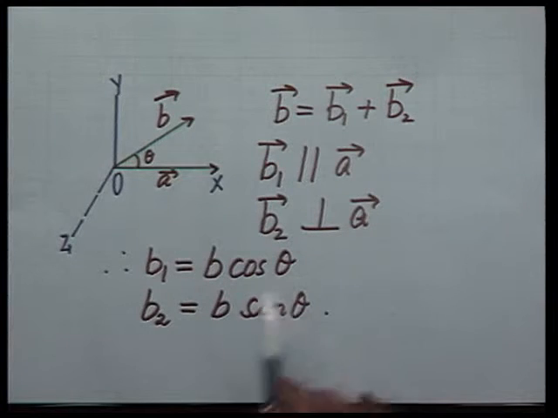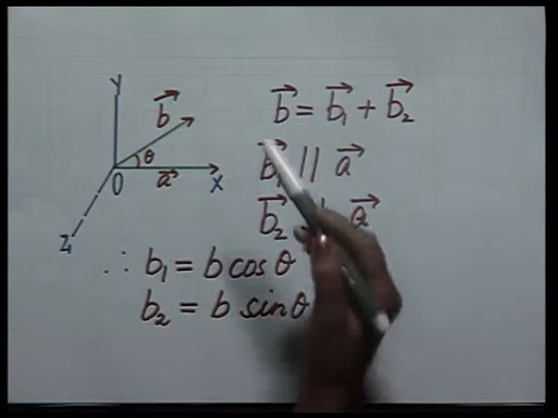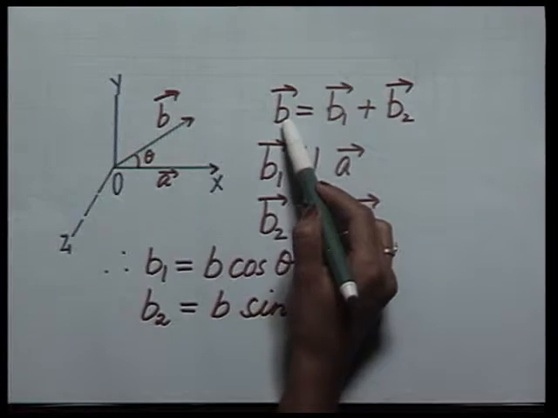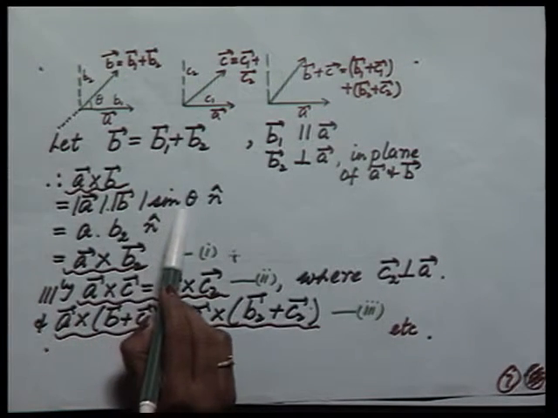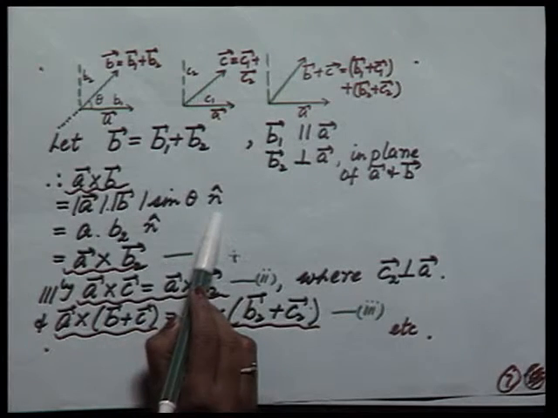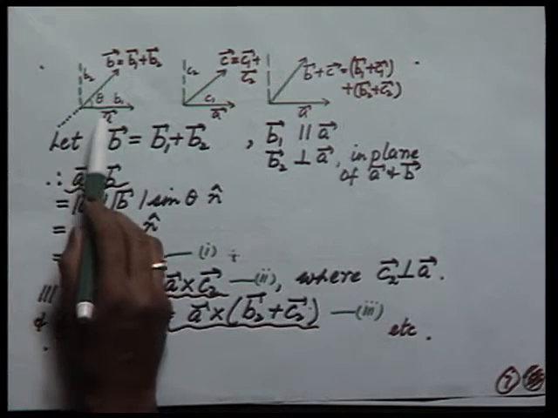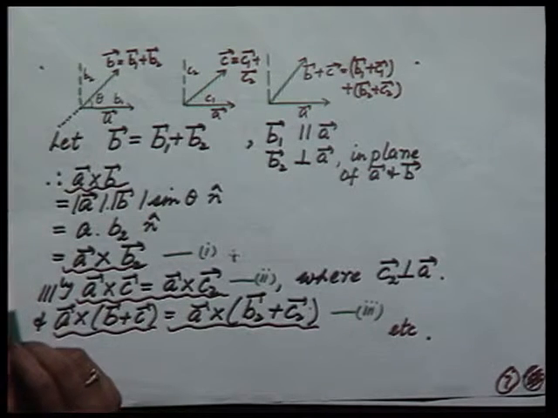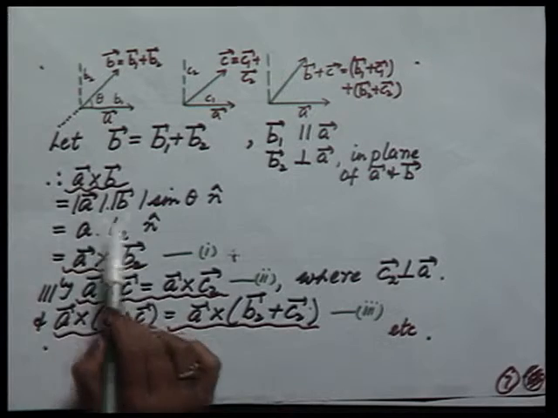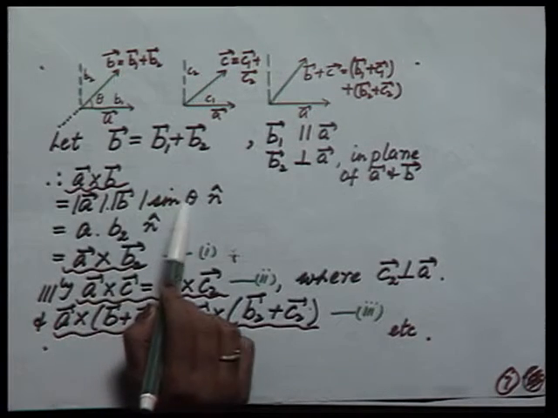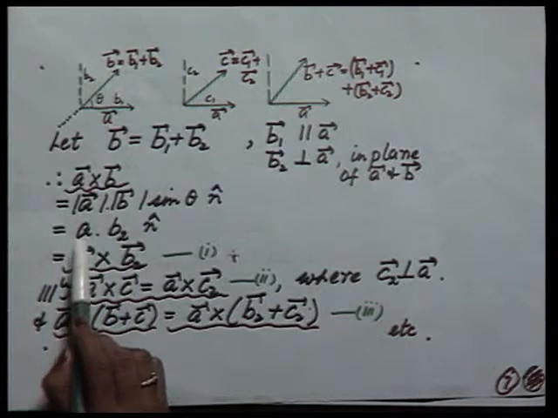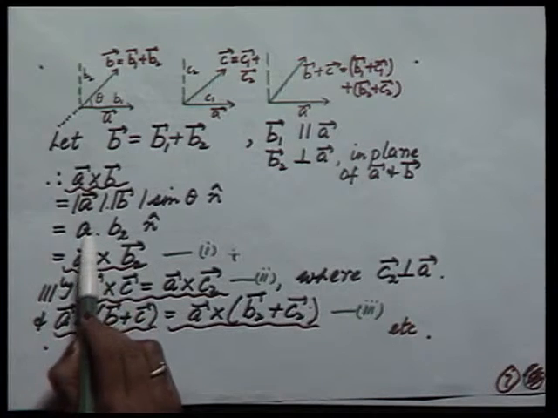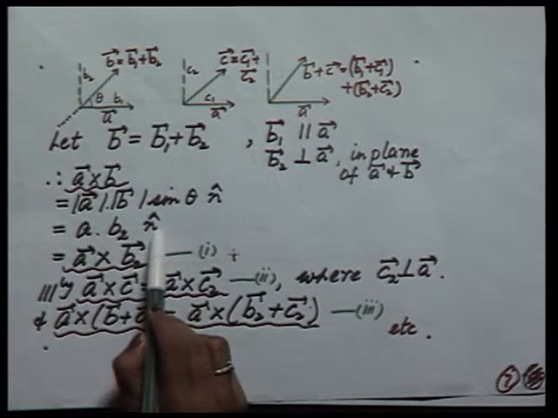Right? Now, how does this help us? Let us look at A cross B. A cross B, by definition, is mod A into mod B into sine of the angle theta into the unit vector n perpendicular to both A and B. Here is a smaller version of the diagram I had earlier drawn. Now, we can see that B sin theta is nothing but B2. So, what we get is A cross B is equal to mod of A into B2 into the unit vector n.